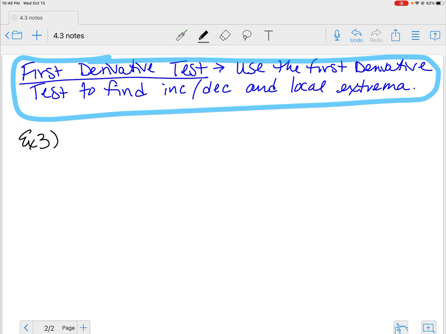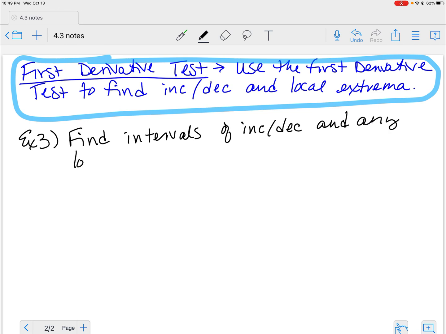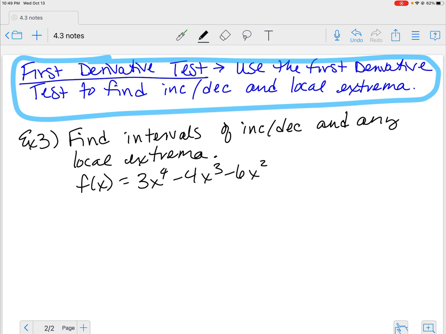Example 3 says, find the intervals of increasing and decreasing and any local extrema. Okay, here's my function. F of x is equal to 3x to the 4th minus 4x cubed minus 6x squared plus 12x plus 1.